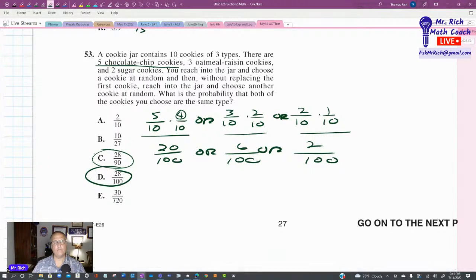10 cookies of 3 types. I see my mistake. This number is supposed to be 9 on all of these. See that? Because without replacement, my number of cookies that I'm choosing from went down from 10 to 9, as did my number of the particular type of cookie going down by 1. So my denominators were all 90 here. Okay, there you go. Let's keep going.